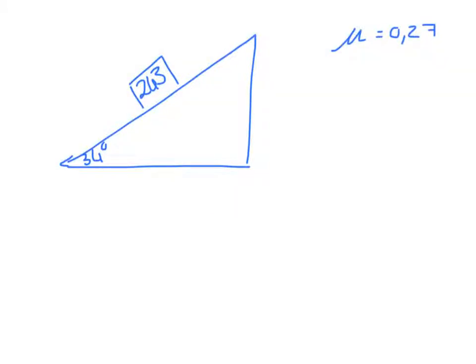In number 3, we are given a block of 243 kilograms on a plane inclined at 34 degrees, and we've been given a coefficient of friction, and we are expected to find the acceleration. So the first thing I'm going to do is determine the weight. Multiplying 243 by 9,8, I get 2381,4.